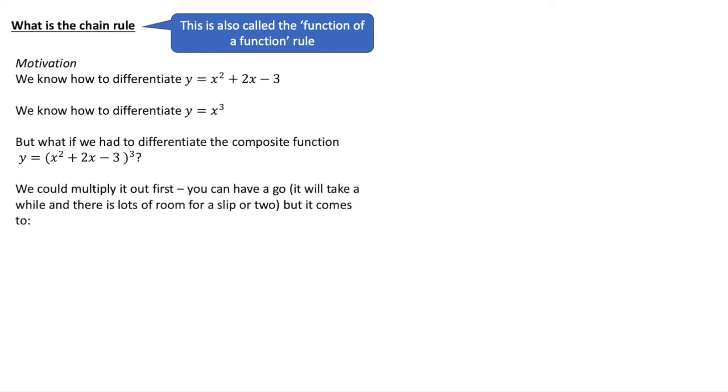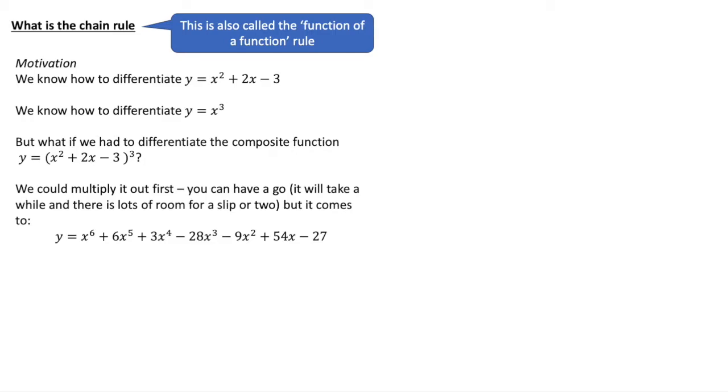Okay, so what we could do with this is we could multiply it out. So that means having those three things, the x squared, the 2x minus 3, and cubing it. Now, obviously that's going to take a while, and it will be very easy to make a slip or two, but it comes out as this. So y equals x to the power 6 plus 6x to the 5 plus 3x to the 4 minus 28x cubed minus 9x squared plus 54x minus 27.